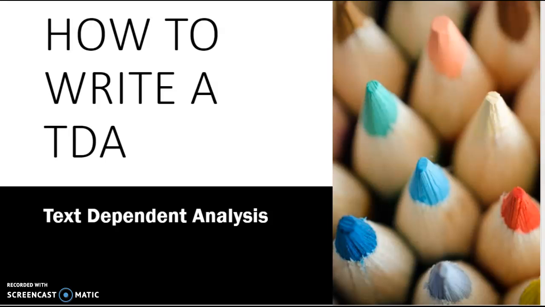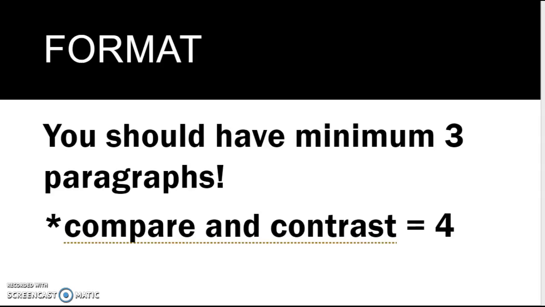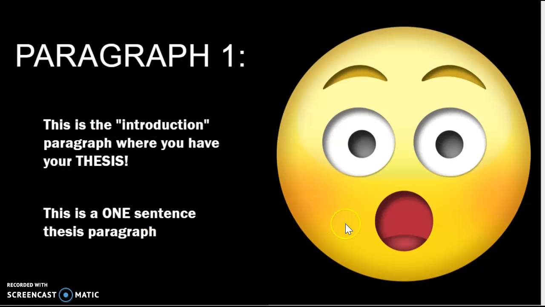All right, so yesterday we talked about how to write a TDA and we focused just on writing a thesis, okay? So we're going to recap real quick and then we are going to talk about the body paragraph. A TDA should have a minimum of 3 paragraphs. Maybe a compare and contrast should have 4, 1 paragraph for compare, 1 paragraph for contrast. We talked about the first paragraph is your introduction, and this contains one sentence, which is known as your thesis.